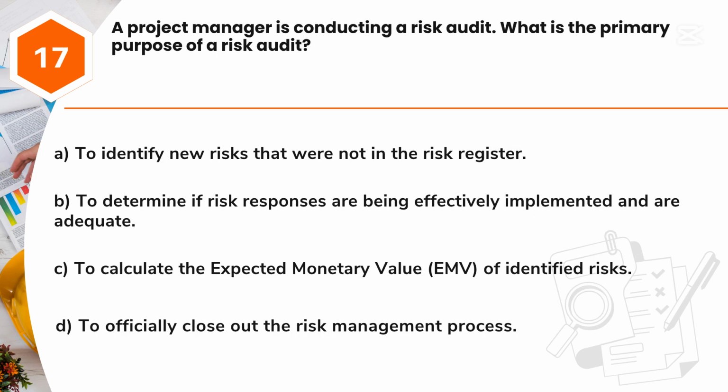Question 17. A project manager is conducting a risk audit. What is the primary purpose of a risk audit? A. To identify new risks that were not in the risk register. B. To determine if risk responses are being effectively implemented and are adequate. C. To calculate the expected monetary value, EMV, of identified risks. D. To officially close out the risk management process.